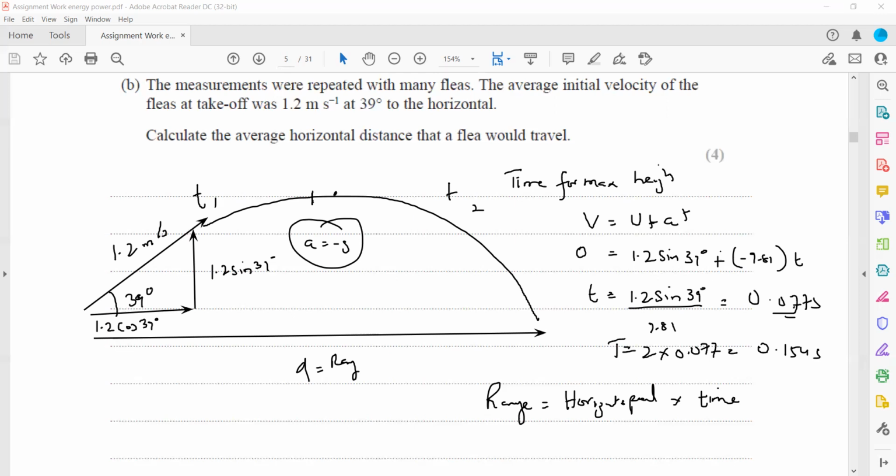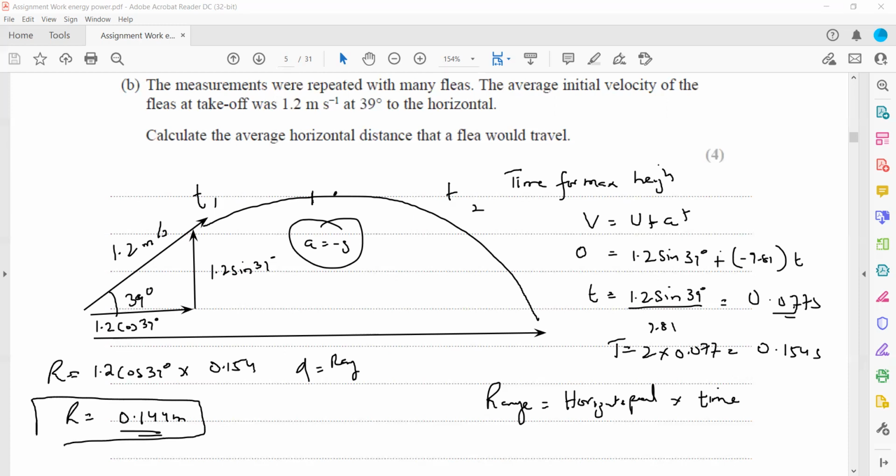Now to get the range. The range is the horizontal distance, that is the horizontal velocity. The horizontal velocity is 1.2 cos 39 multiplied by the total time, which is 0.154. That will be the range, equal to 0.144 meters. Is it clear how we work out this question? It's a projectile question. So first we got the time to reach the maximum height, and then the total time will be twice of it.